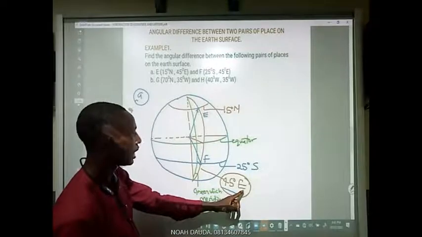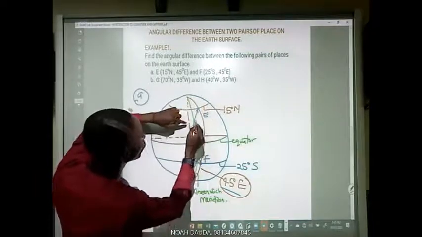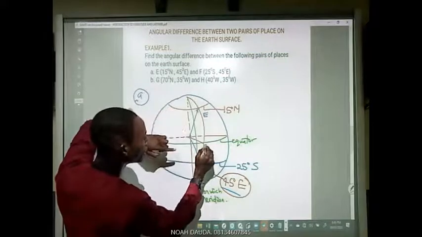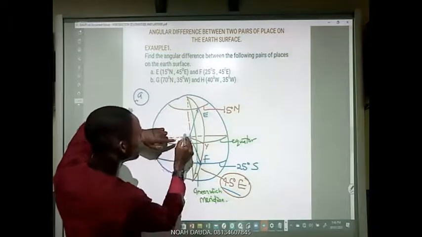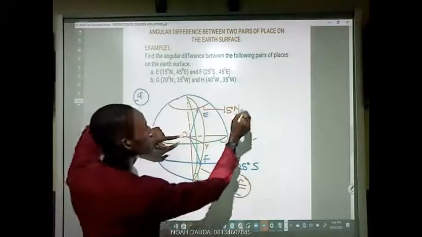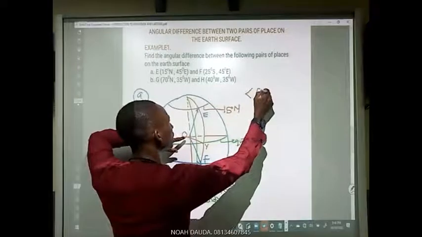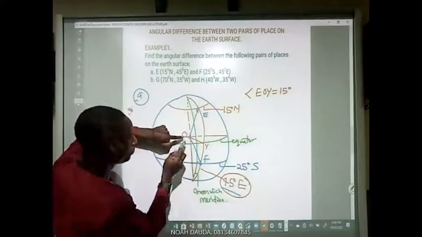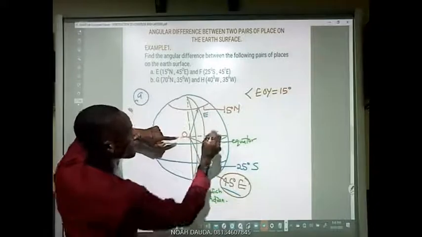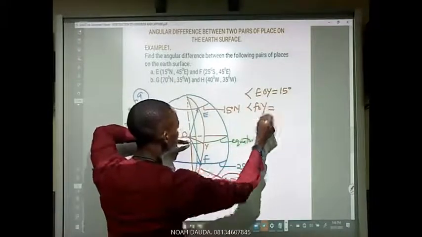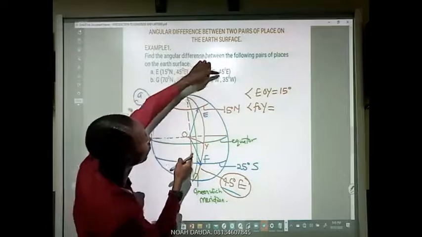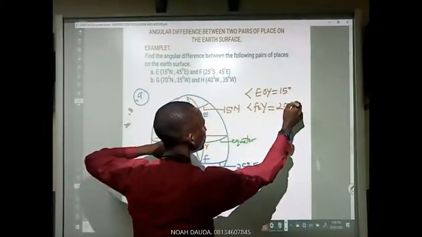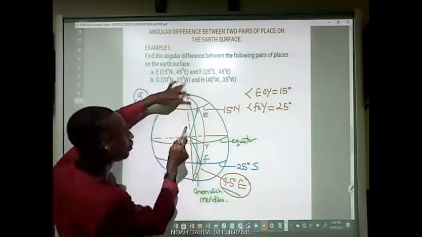Now, having said that, this means that the angle from this point to the origin, let me call this point Y, and let me call here the center O. So the angle between EOY is your 15 degrees. And the angle between FOY would be 25 degrees, because 45 and 45 is the common angle, so you have no business with that. So you have here 25 degrees.